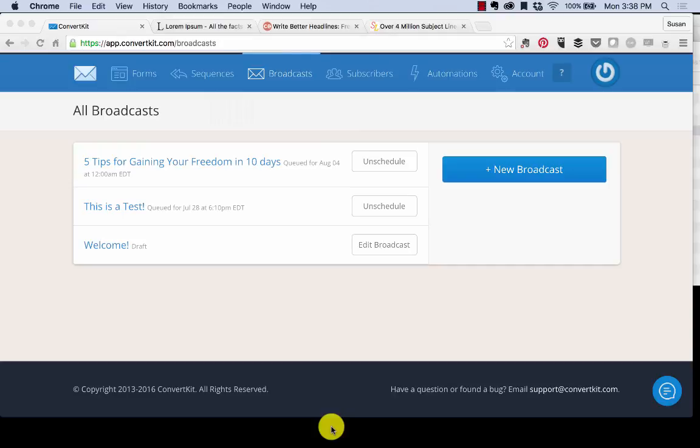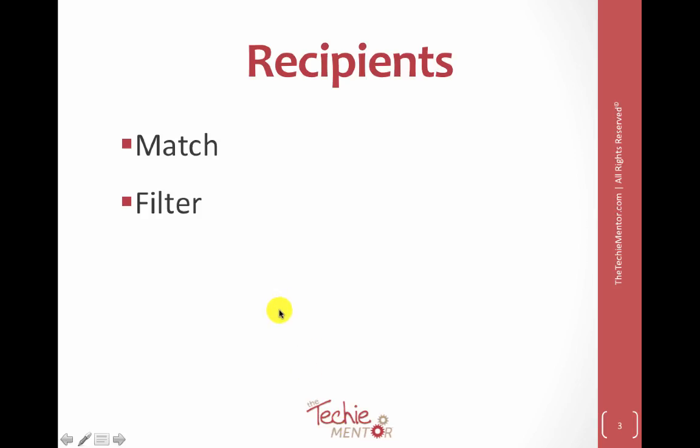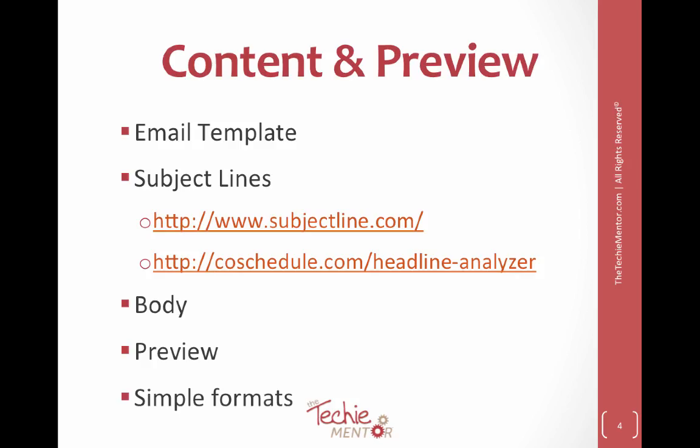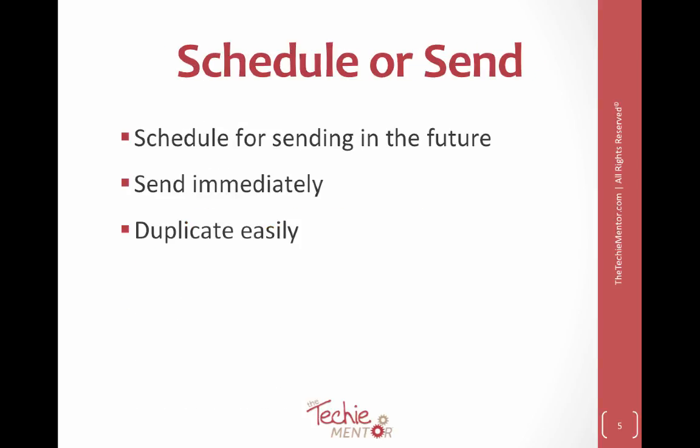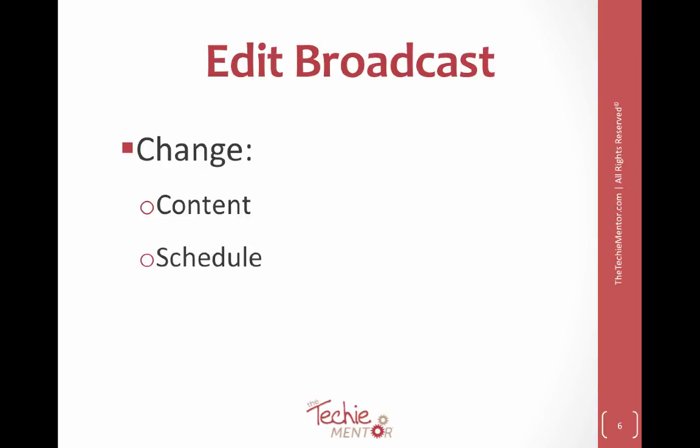Pretty cool. All right, jumping back to PowerPoint with recipients. Remember, it's really based around forms, sequences, and tags. Those are the three ways that you send out your emails to subscribers. There are other ways, but if you're looking for a substitute because you don't have lists, those are the three that you're going to want to look at. Okay, we looked at content and preview. So, choosing your email template, I gave you the links to those two analyzers for subject lines, the body, how to preview, and then how to do some simple formatting, right? Again, it's not all about the bells and whistles, it's more about the content. And you can send it immediately or you can schedule it for the future. Very simple. And you can also duplicate those easily. Okay, and then to change it, you can easily go in and change the content, the schedule, who it's going to, all of those things are very easily changed.